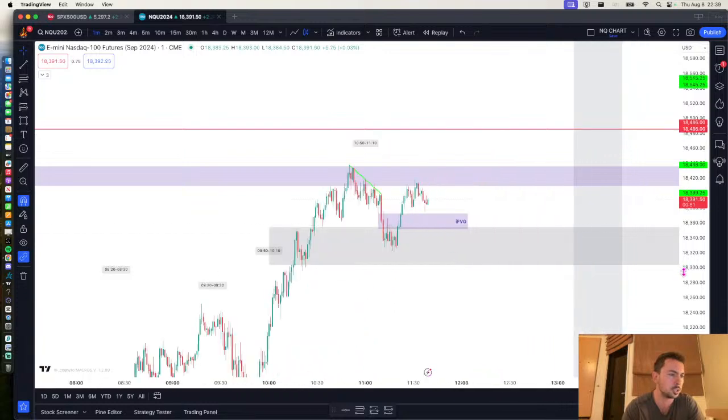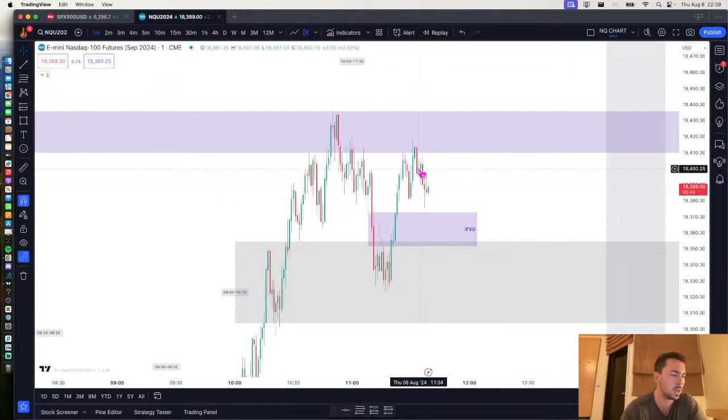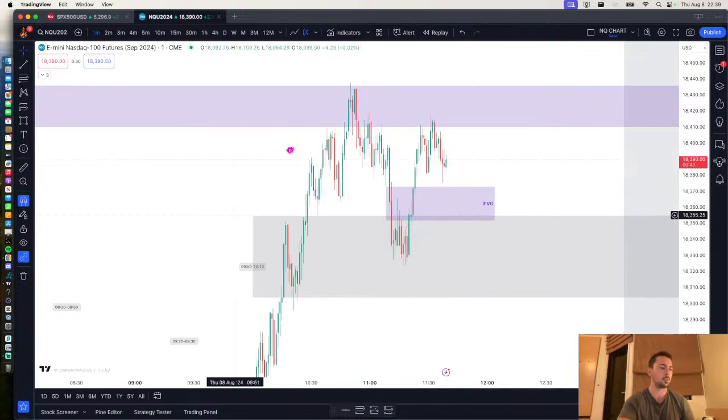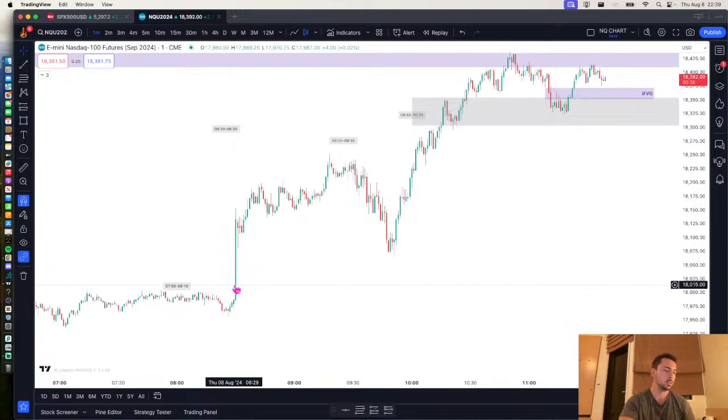Again, another rejection here. Did we form any equal highs here? No, we didn't. But yeah, we're not at a macro time right now. A perfect move was made. I want to go over actually a really good setup that we had earlier. So let me just check something quick.